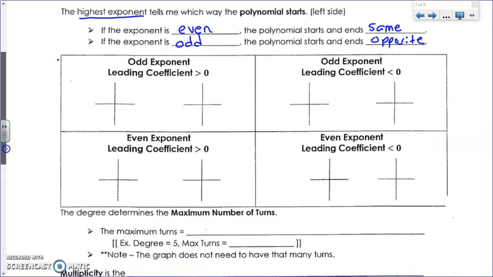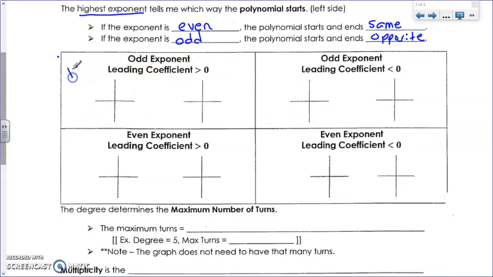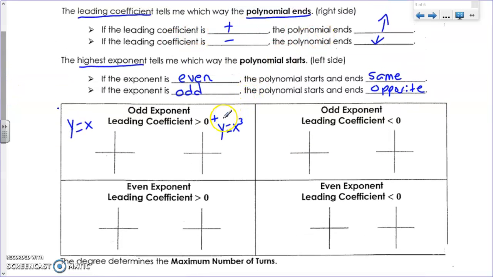If it is odd, they're going to start and end opposite. So let's look at a few generic examples. Odd exponents, like y equals x, a linear function, and y equals x cubed, a cubic function. A linear function has an odd exponent, and the coefficient is greater than 0, so positive. Leading coefficient positive, it's going to end up. Odd exponent, opposite, so it's going to start down. So this is a positive slope, starts down, ends up. A cubic starts down, ends up.